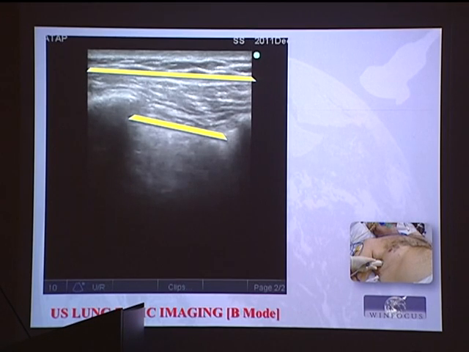So, the first target of your image recognition will be at least to identify what is the pleural line. Because whatever is above will be pertinent to the chest wall, whatever is below will be representing the lung and the pleural cavity.